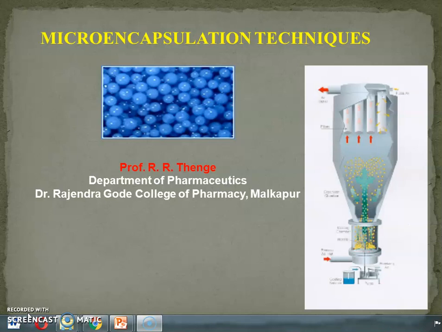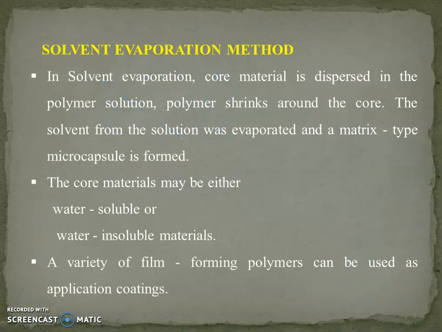I am sharing another method of microencapsulation with you. These methods are the solvent evaporation method. In the solvent evaporation method, core material is dispersed in the polymer solution. Then this polymer shrinks around the core. Then the solvent from the solution is evaporated and a matrix type of microcapsule is formed.